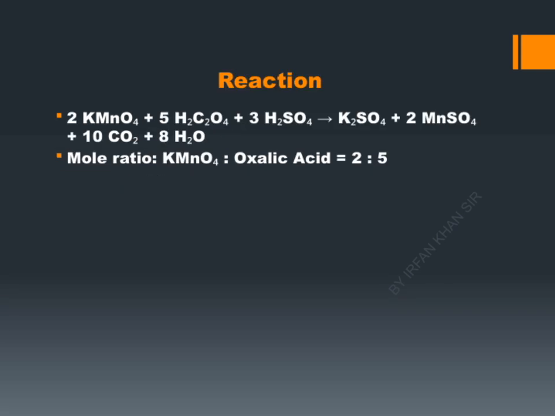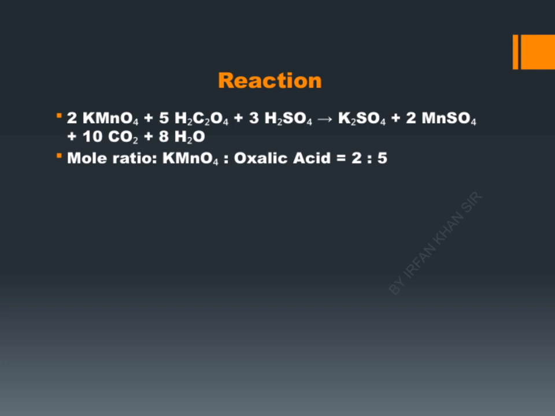Let's take a closer look at this chemical reaction. On the left side, we have potassium permanganate, or KMnO₄, reacting with oxalic acid, H₂C₂O₄, and sulfuric acid, H₂SO₄. The equation shows that 2 moles of KMnO₄ react with 5 moles of oxalic acid and 3 moles of sulfuric acid. Notice how these reactants transform into products: potassium sulfate, MnSO₄, carbon dioxide, and water.